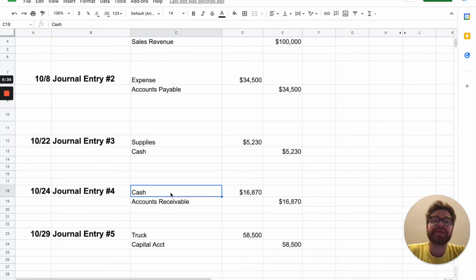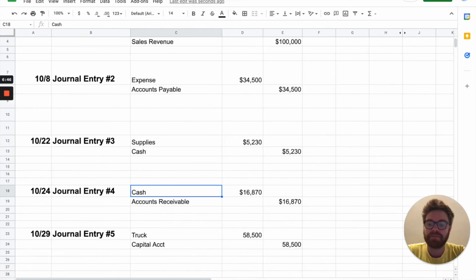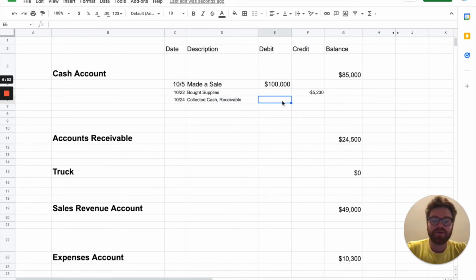And let's go down on the 24th. We went ahead and collected cash on a receivable. So 10/24, collected cash, receivable. All right. So here, it went up by 16,870. So we increase it here by 16,870. And now what we do is we get the final balance down here.